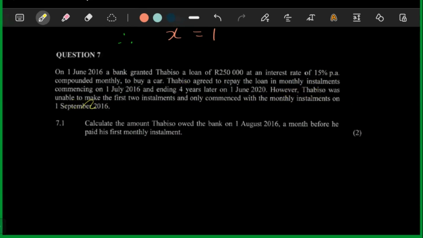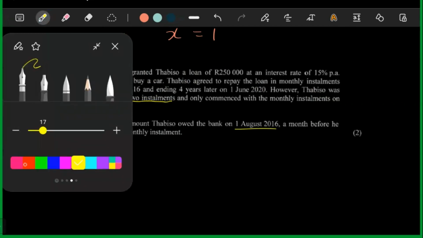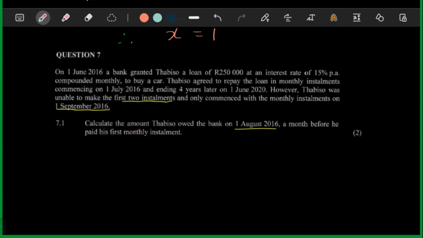However, Tabiso was unable to make the first 2 payments, so he now skipped and only commenced payments in September. Calculate the amount Tabiso owed the bank on the 1st of August, a month before he paid his first. So his money gained interest for 2 months before he started paying for it. So if an amount is going to gain interest, we have to use the compound interest formula. So our n is 2, so it gained interest for 2 months. Interest rate is 15% per annum.